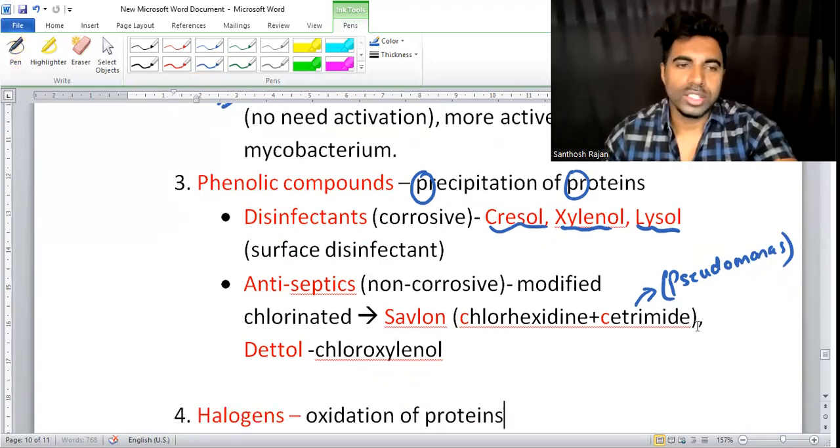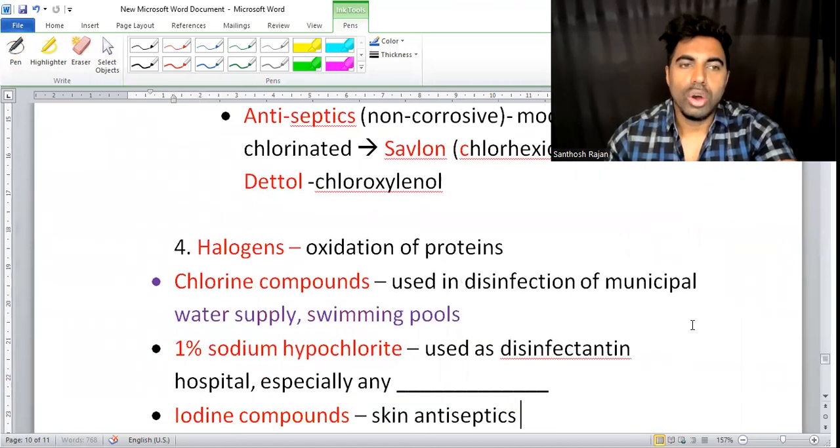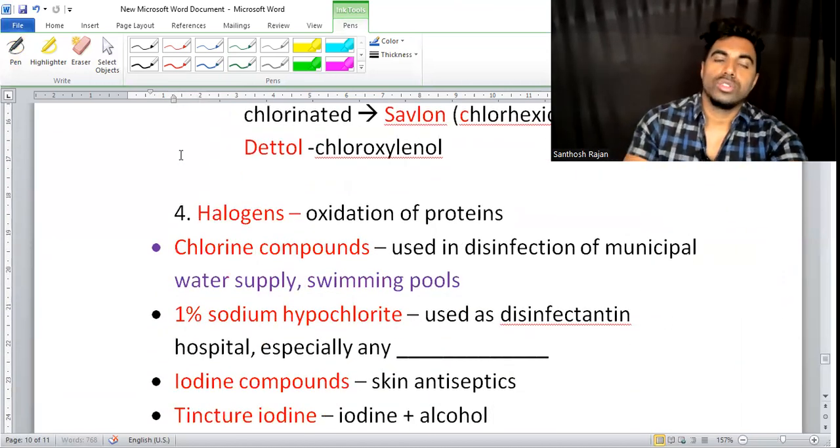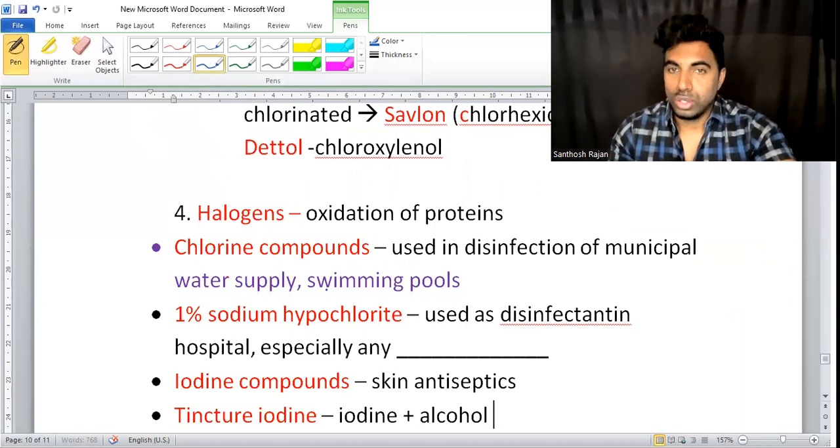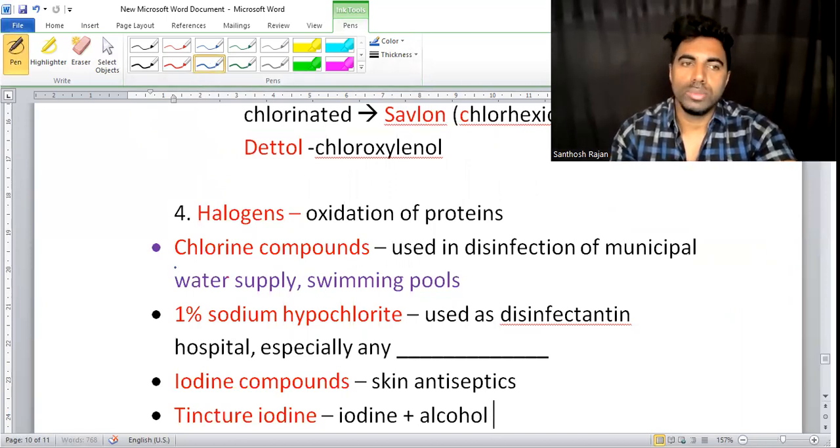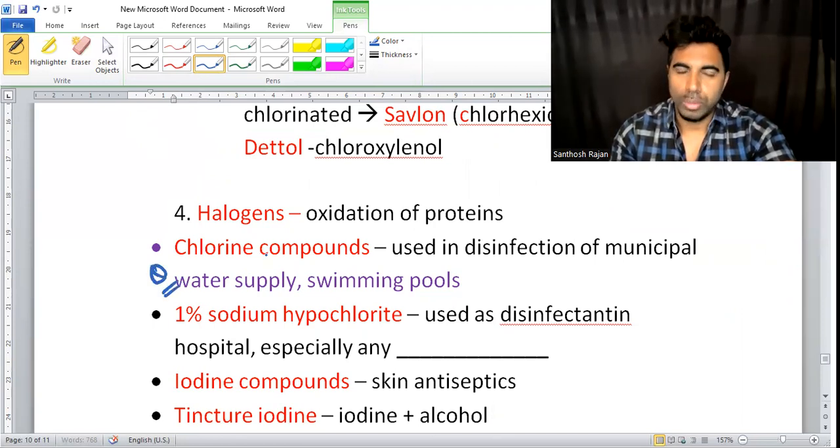Okay. Now, next, halogens. In halogens, oxidation of proteins happens. So, what are halogens? Chlorine. For water, municipal water supply and swimming pools, what do you use? You use the chlorine compounds. So water supply and swimming pools use chlorine.